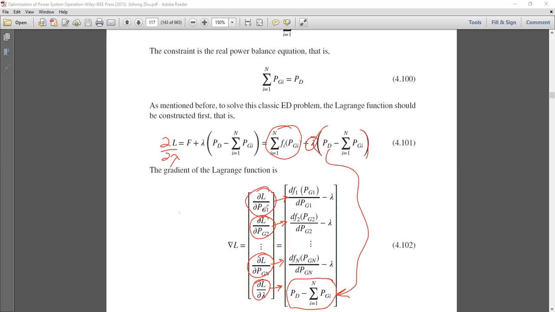If you take ∂L/∂PG1, what do you get? Remember, inside this you have PG1 plus PG2 up to PGn, so all of the PGs are there. When you are taking the partial derivative of L with respect to PG1, this is also a function of PG1, a function of PG2, a function of PG3. So the first term is coming out of this block.